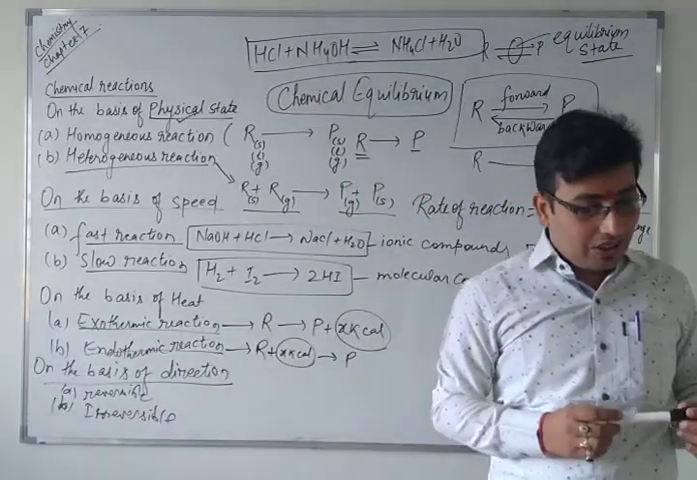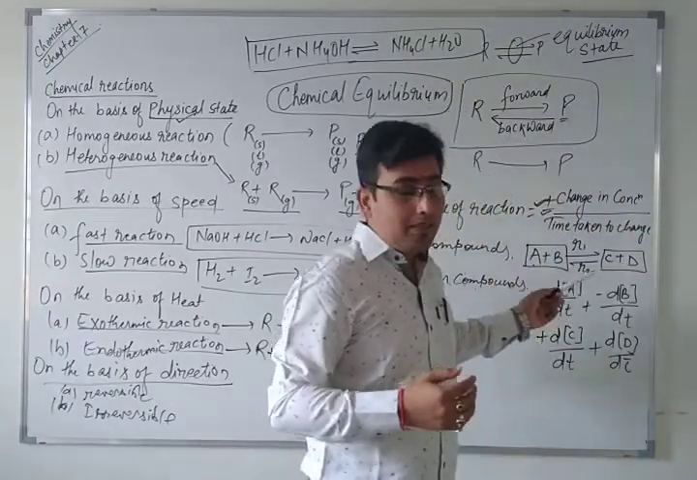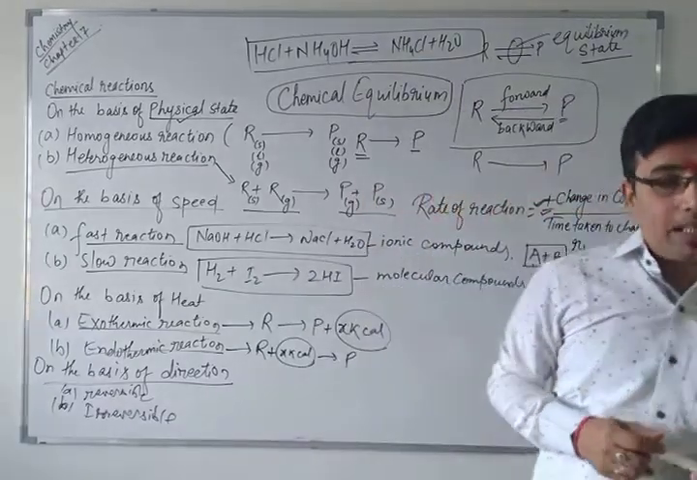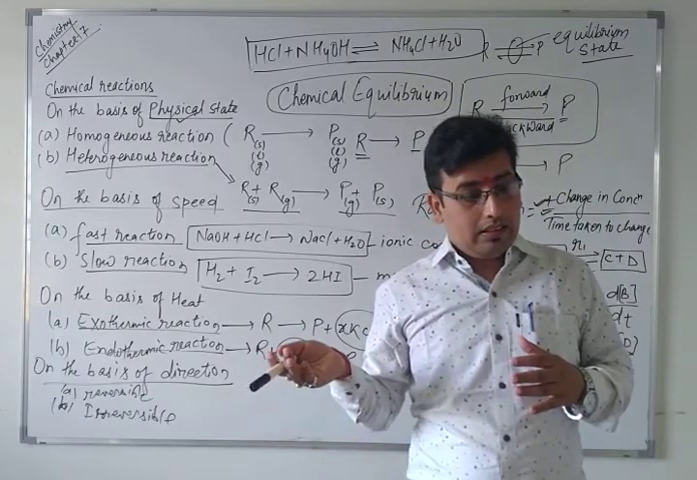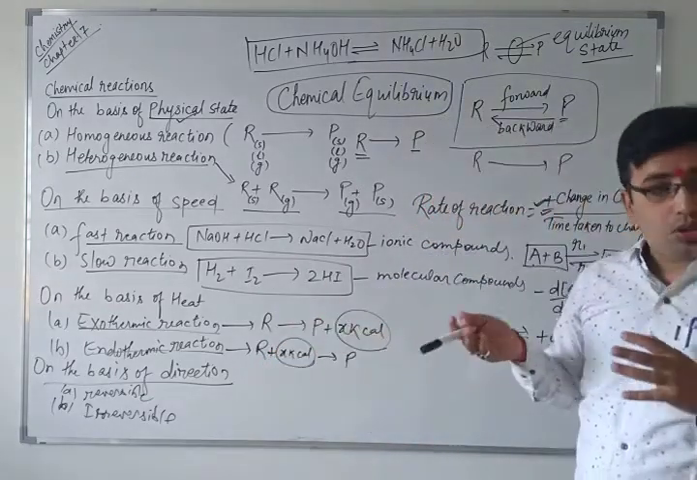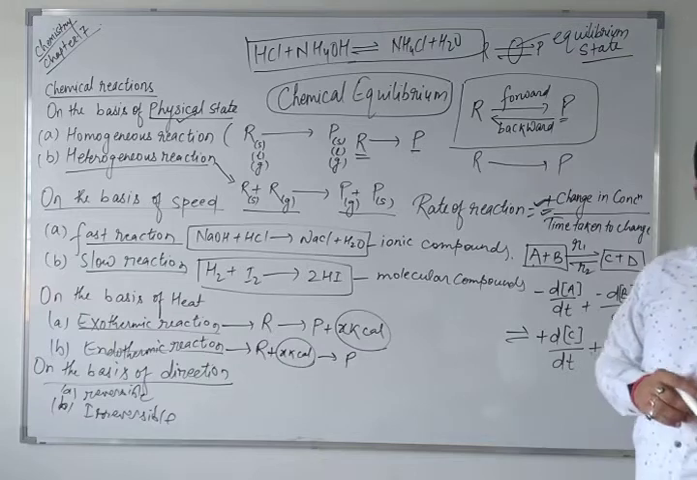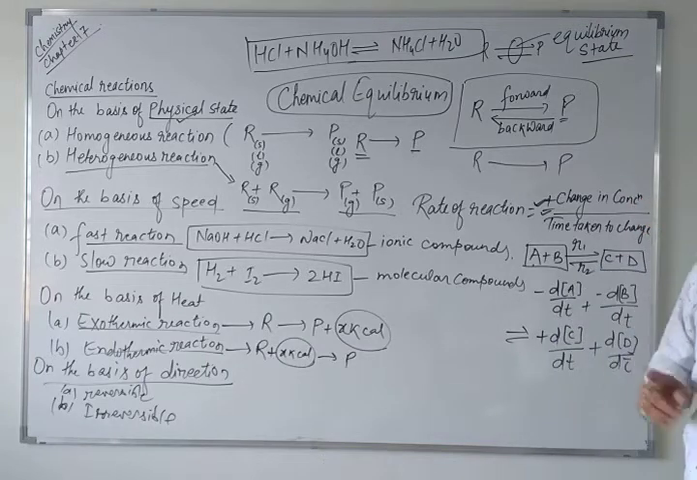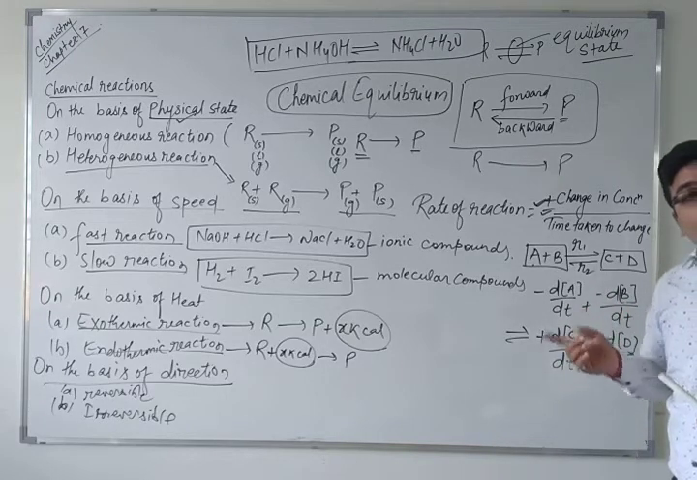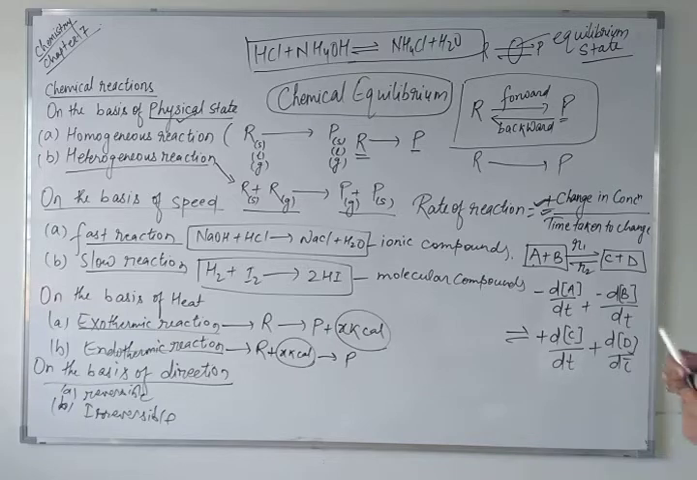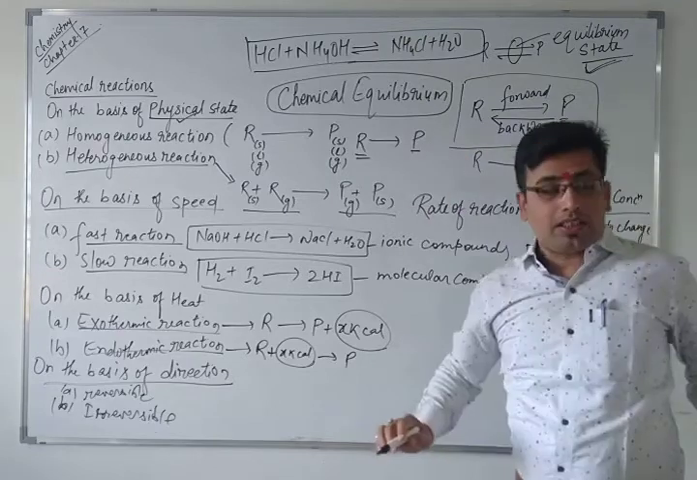You must understand that initially the reaction occurs in the forward direction. In the starting time, the reaction occurs in the forward direction, but as the concentration of the product increases, the reaction also starts in the backward direction. That's why these reactions are called chemical equilibrium reactions. So at a certain stage, the rate of forward reaction becomes equal to the rate of backward reaction, and that state is called the equilibrium state, and our chapter name is chemical equilibrium.